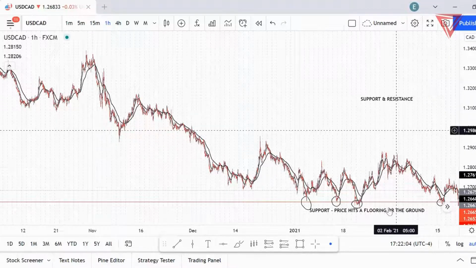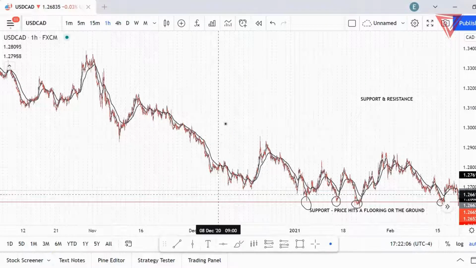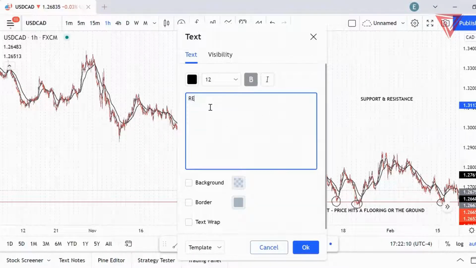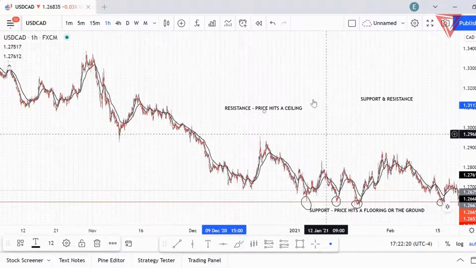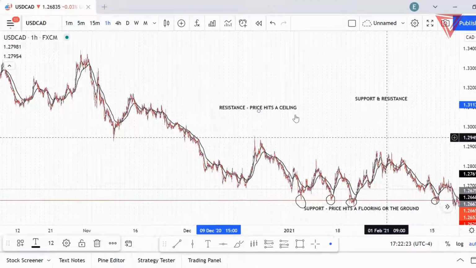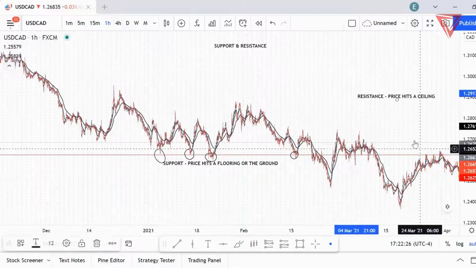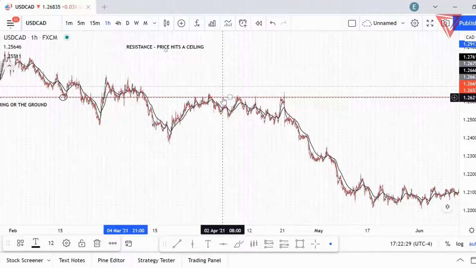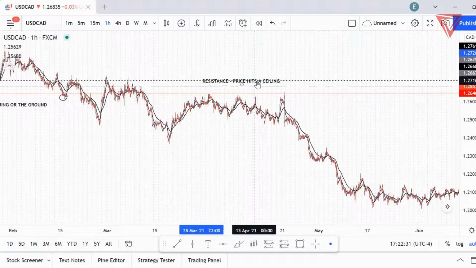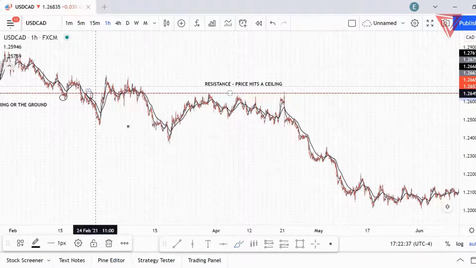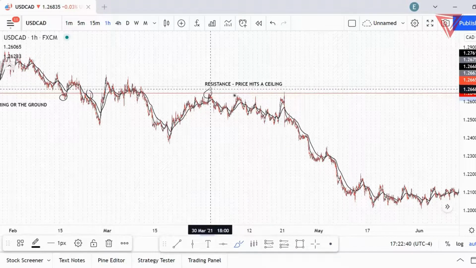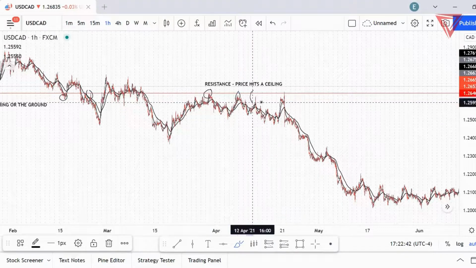Now, resistance is the exact opposite. Resistance is the concept of price hitting a ceiling. Instead of price going down and hitting the floor, the ground, price hits a ceiling. You can see an example of that right here, where price comes and hits the ceiling. And every single time, look at it, I even have examples over here. Every time the market hits this line, what the masses are probably going to try to do is sell it.